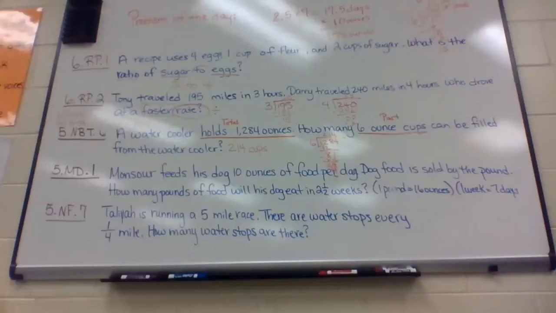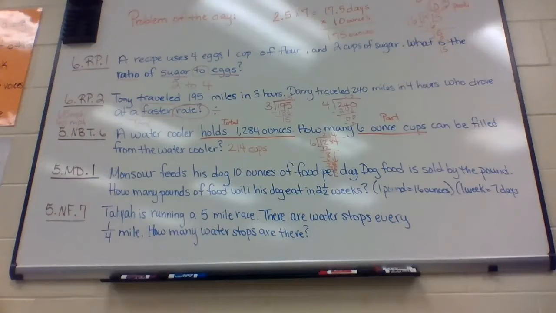Basically the dog is almost eating a pound of dog food a day, because if you're talking about 10 ounces, 16 ounces is a pound. 10 ounces is a little bit over half of that. It's a good amount, though, but they probably eat more than that in a day.